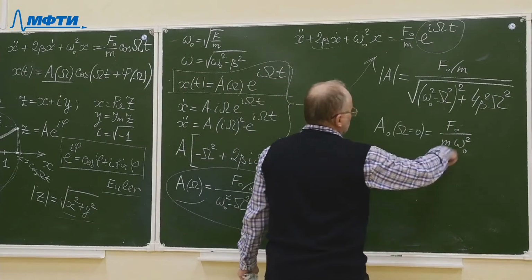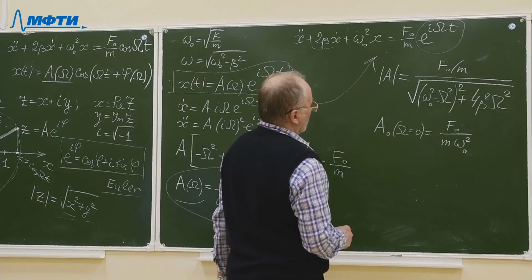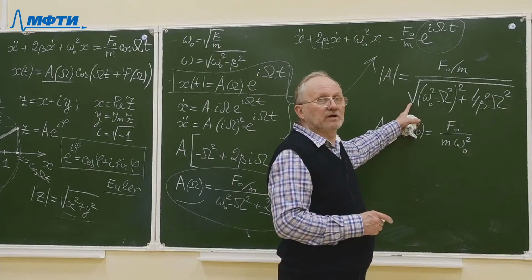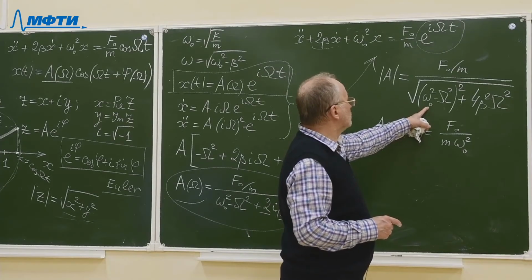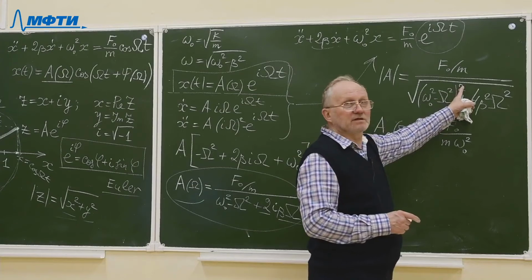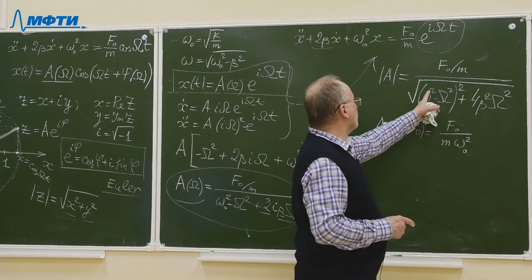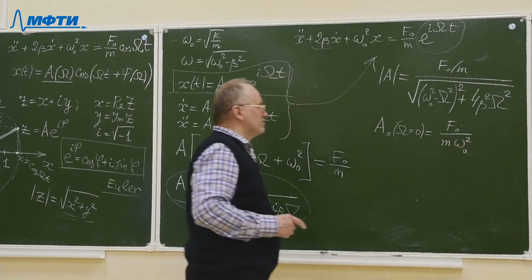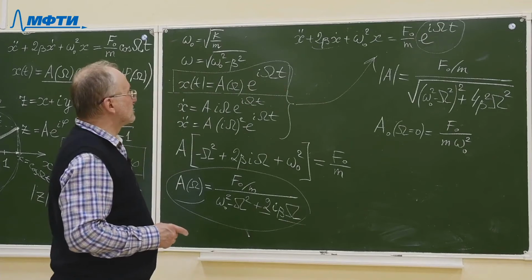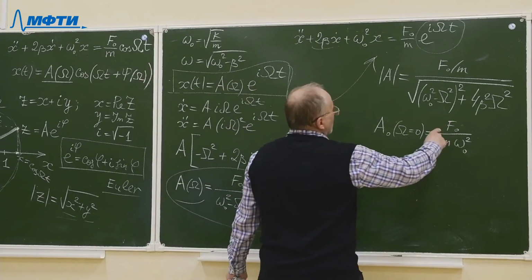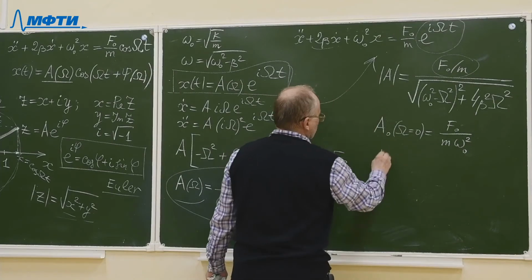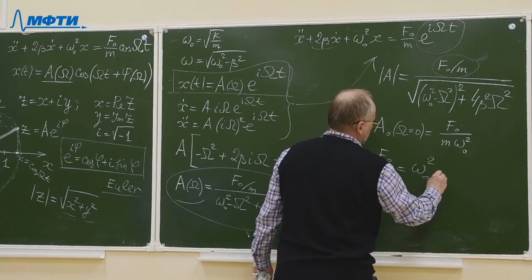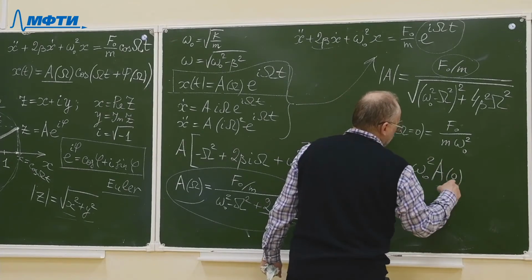Omega 0 squared, and squared, to the power of 4, and we take the square root. What remains is the second power, omega 0 squared. That's it. Everything's correct. So from here we can find this quantity, which is f0 divided by m. That will be omega 0 squared times the amplitude at zero frequency.